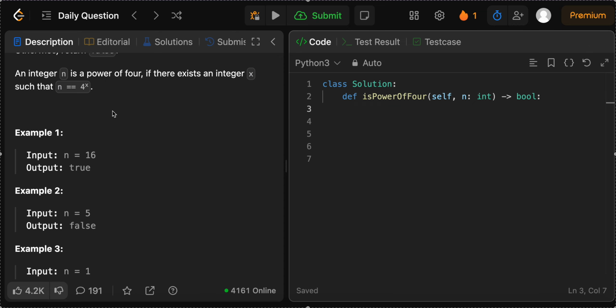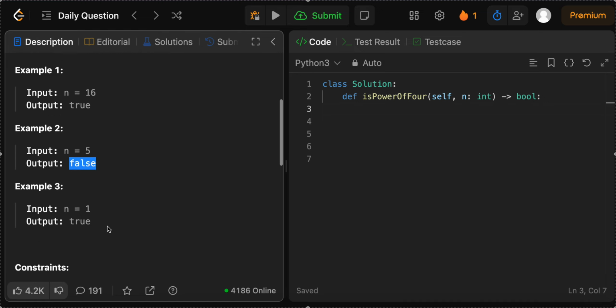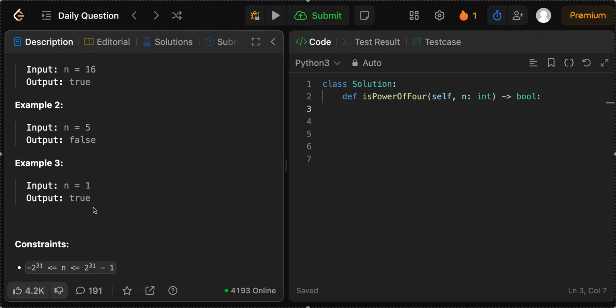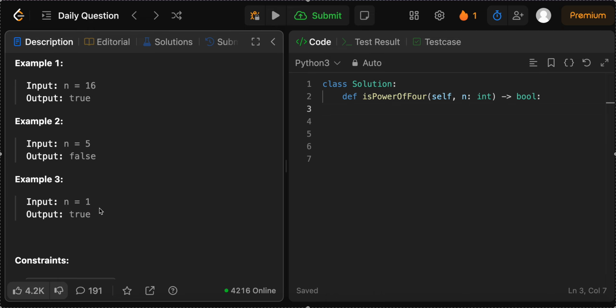So in example 1, we have our input integer n to be 16. Why is it true? Well, because 4 to the power of 2 is indeed 16. It is a power of 4, and so it is a valid true output. In example 2, n equals 5 isn't even a power of 2, and hence it cannot be a power of 4, which is also a very important insight to make in the future. And so we will return false. And n equals 1 is kind of a special case where anything to the power of 0 is still 1, so this is still true, right?